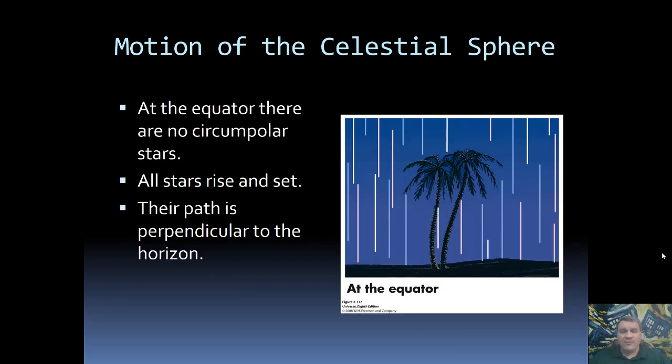What this also means is as you watch the stars rise, they're going to rise exactly perpendicular to the horizon. So on the poles, these stars move parallel with the horizon. But if you're standing on the equator, then the stars are going to move exactly perpendicular to the horizon. And all stars are going to rise and set.